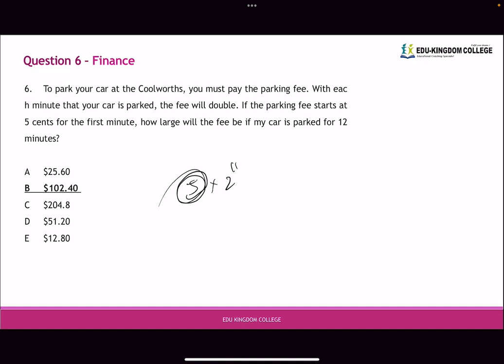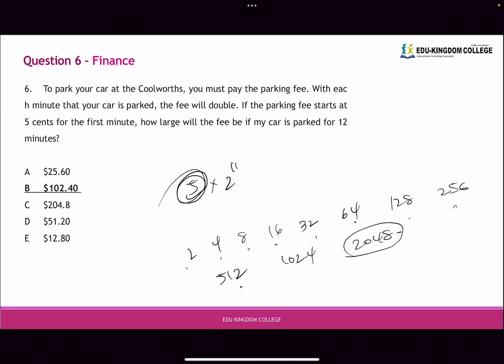So 2 to the 1 is going to be 2. 2 squared is 4, 2 to the 3 is 8, 2 to the 4 is 16, 2 to the 5 is 32, 2 to the 6 is 64, 2 to the 7 is 128, 2 to the 8 is 256, 2 to the 9 is 512, and then 2 to the 10 is 1024, 2 to the 11 is 2048.